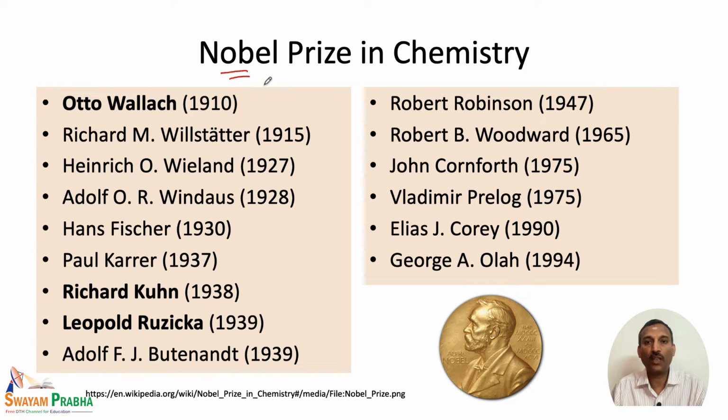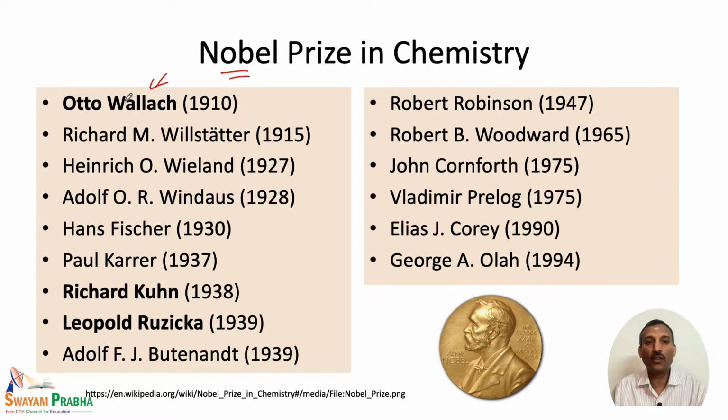Nobel Prizes given in chemistry to this particular field. Otto Wallach, who is considered to be the father of terpene chemistry, received the Nobel Prize in 1910. So he identified the structure of various terpenes, and in fact we will be studying about some of the work which was carried out by Wallach in the structural determination of a few of the terpene compounds in the later part of this course.